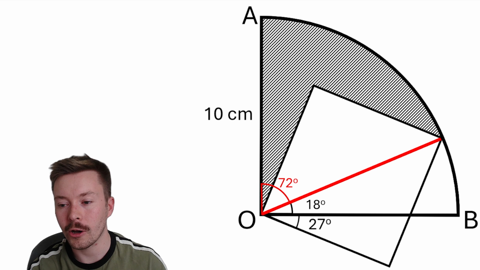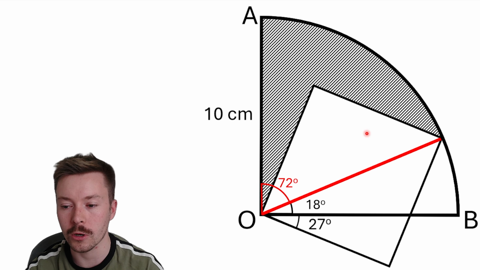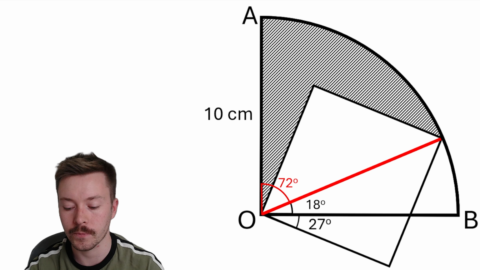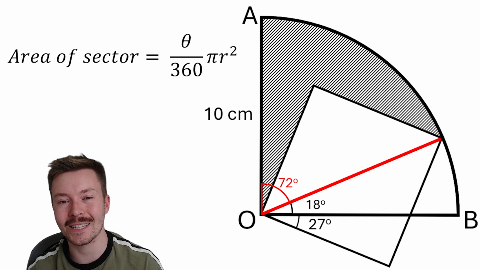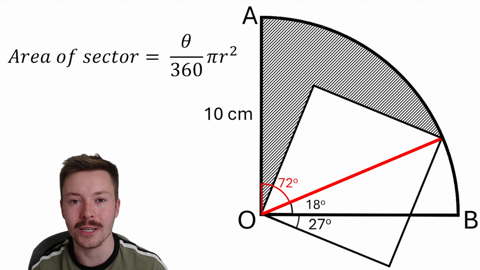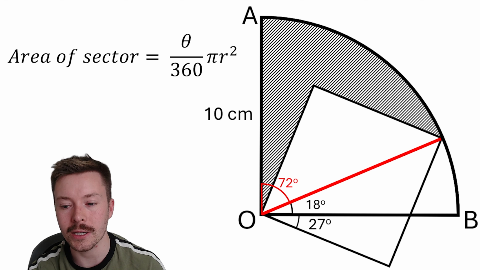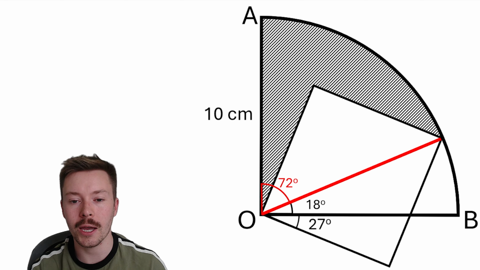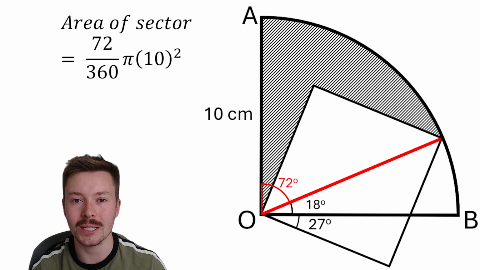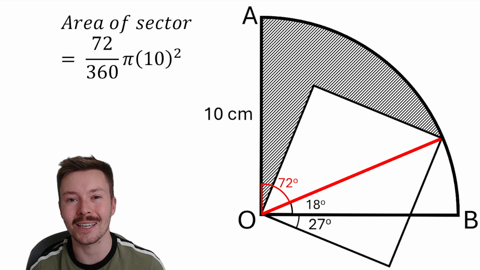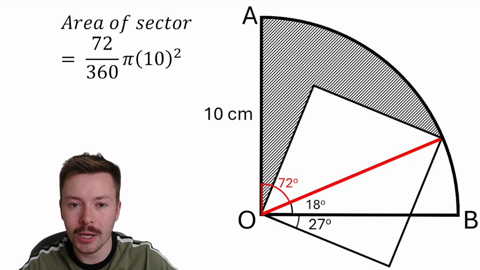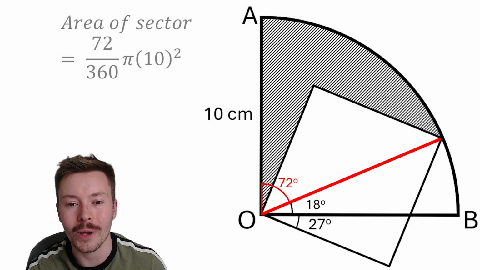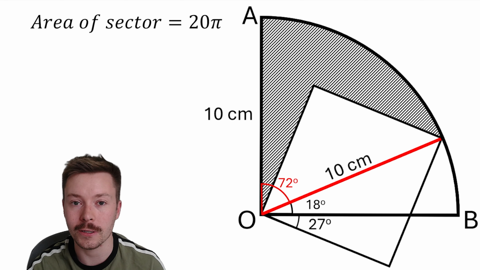Now from there, I can work out the area of the sector, so the area of all of this. The area of a sector is theta over 360 times pi r squared, where theta is your angle. So in this case, we're going to use 72. The area of the sector is 72 divided by 360 times pi times 10, because it's the radius, squared. When you put that into your calculator, what we get is 20 pi, which is quite nice.